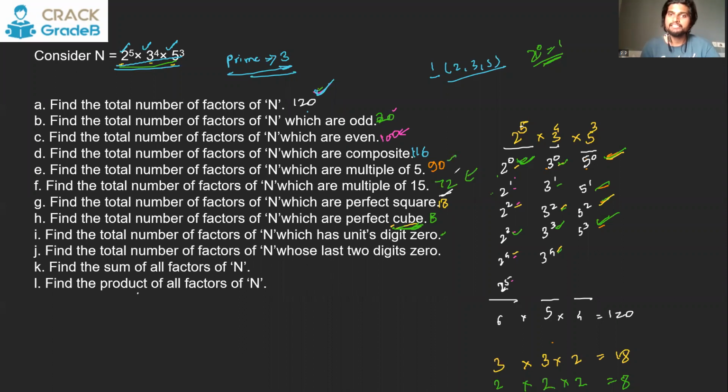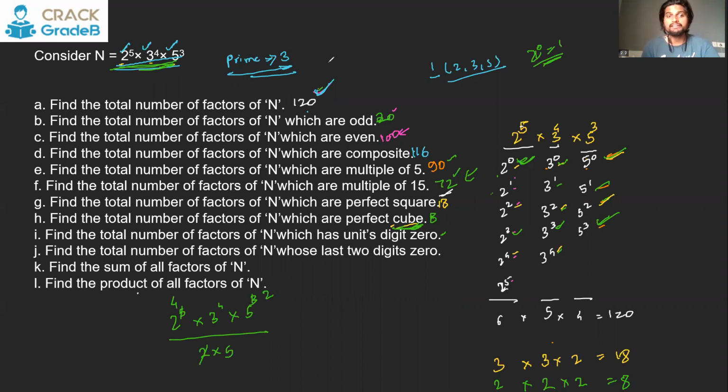Like we did in the earlier cases, if you want a number to be a multiple of 10, we can just say 2 raised to power 5 into 3 raised to power 4 into 5 raised to power 3. We divide it by 10, and 10 means 2 into 5. So one 2 goes off, one 5 goes off. The remaining powers will be 4 from here and 2 from here.